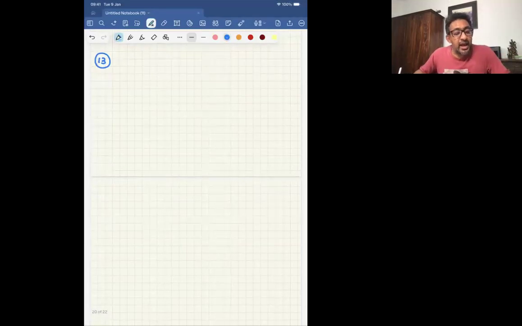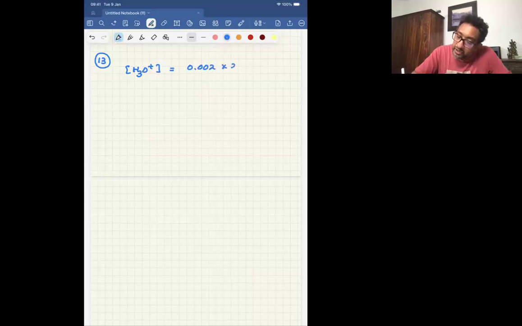Work it out. At 25 degrees Celsius, 0.002 moles per cubic decimeter ethanoic acid has been dissociated by 2.3%. If the dissociation constant is 8.5, find the pH value. So, what is the hydronium ion concentration? You don't need the dissociation constant. Hydronium ion concentration is 0.002 multiplied by 2.3 divided by 100.